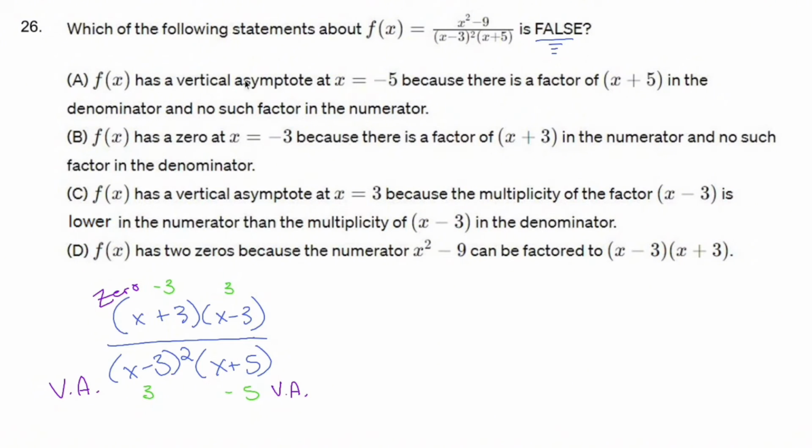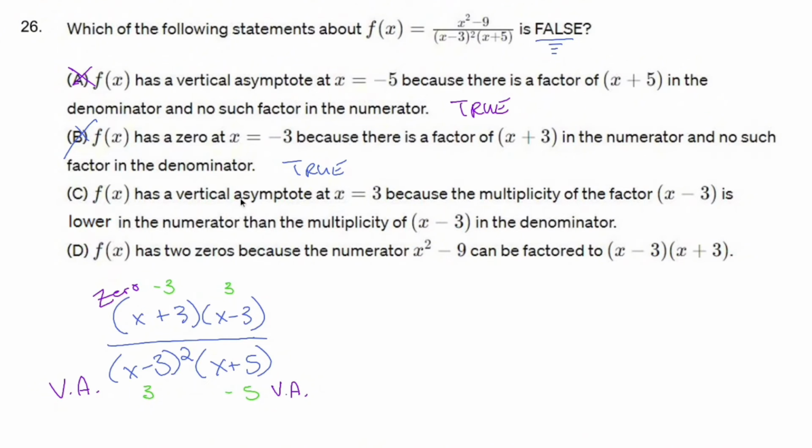F of x has a vertical asymptote at negative 5 because there's a factor of x plus 5 in the denominator and no such factor in the numerator. That is true, so that's not what we want. We are not going to select that. F of x has a 0 at x equals negative 3 because there is a factor of x plus 3 in the numerator and no such factor in the denominator. That is also true, so that's not the one that we want.